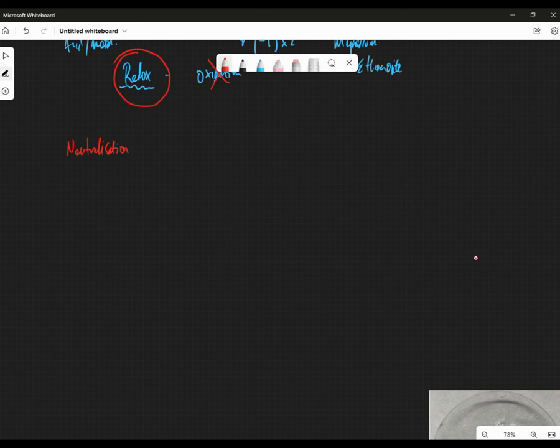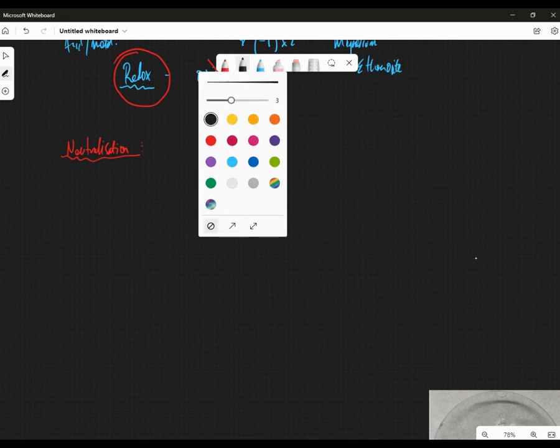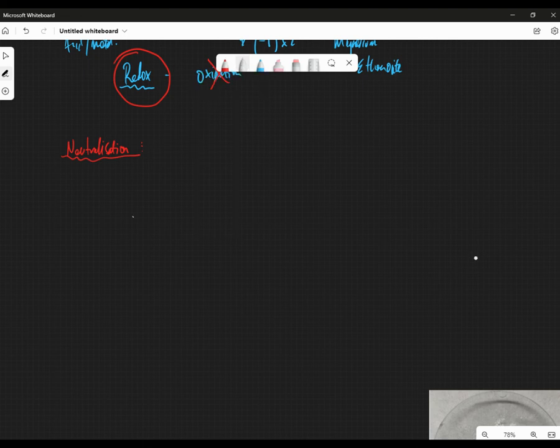Neutralization. Neutralization is a reaction between an acid and a base, and water has to be formed. I'm going to use ethanoic acid. Obviously, I'm using ethanoic acid because it's quite small and quick to draw, but this is the same for all acids. I'm going to react it with a typical base, sodium hydroxide.